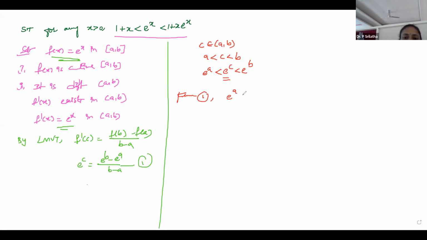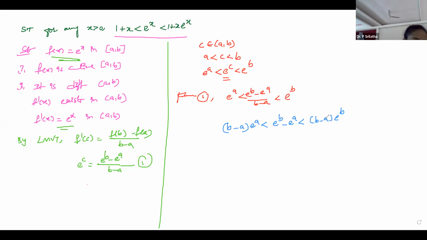Then you will get e power a is less than e power b minus e power a divided by b minus a is less than e power b. Now multiply with b minus a on both sides. So that is b minus a into e power a is less than e power b minus e power a is less than b minus a into e power b, isn't it?